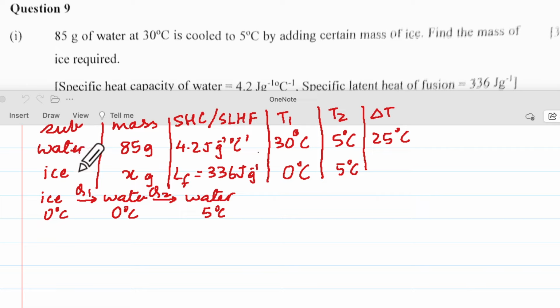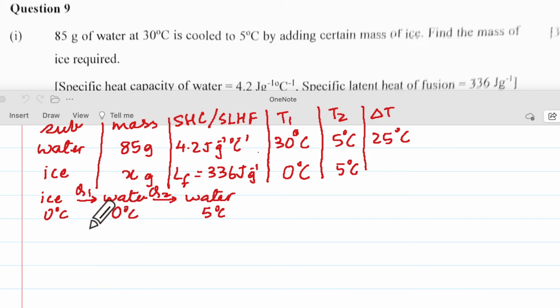We write the quantities: water, ice. 85 grams here, 4.2 joule per gram per degree C, at 30 degrees C initial temperature, final temperature 5 degrees. So delta T is 25 degrees. Now here do not write anything because ice is going to melt first. So we show the schematic diagram here: ice at 0 becomes water at 0 becomes water at 5 degrees C. You are with me? Now, this is change in the phase.